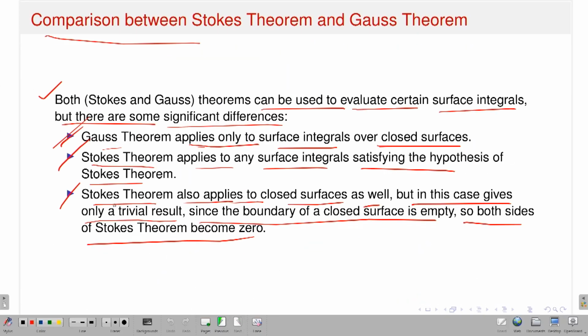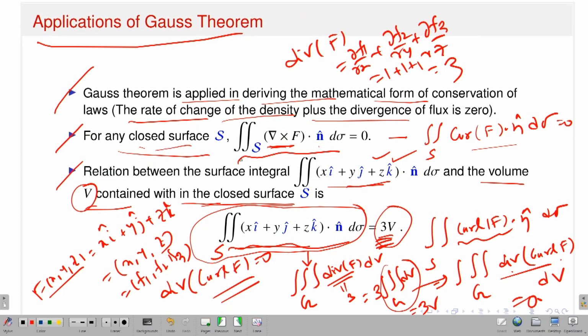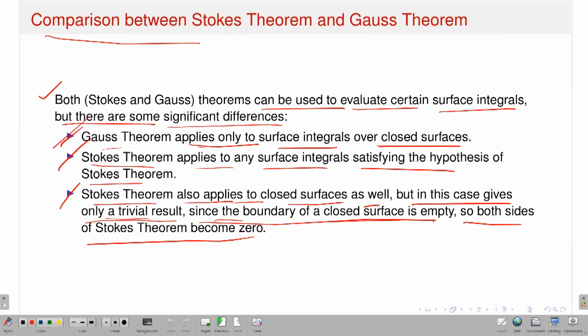So Stokes theorem also applies to closed surfaces, but in this case it gives only a trivial result. Since the boundary of a closed surface is empty, the left hand side integral is 0. And what about the right hand side? As I already said, for any closed surface this integral is 0, and this is nothing but the curl of F. So in that case it is trivially true. This is a bit of a comparison between Stokes theorem and Gauss theorem. There could be many, but I just listed very few. I think that's all from this concept, Stokes theorem and divergence theorem.